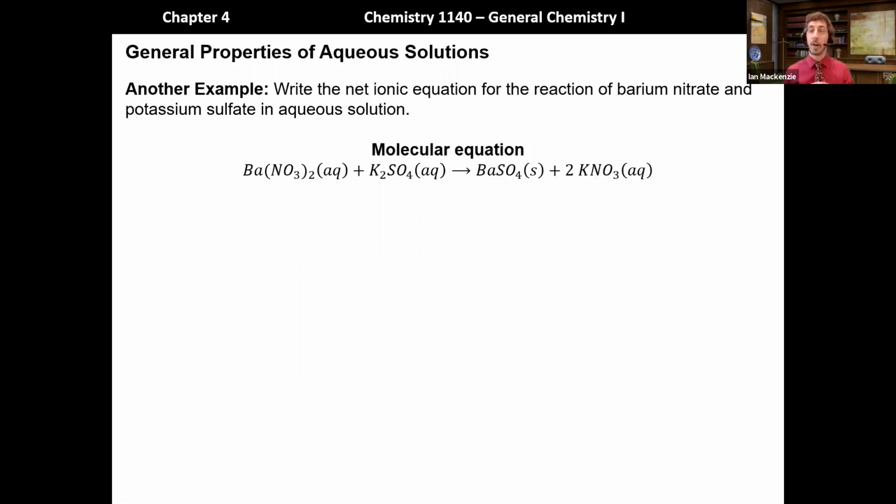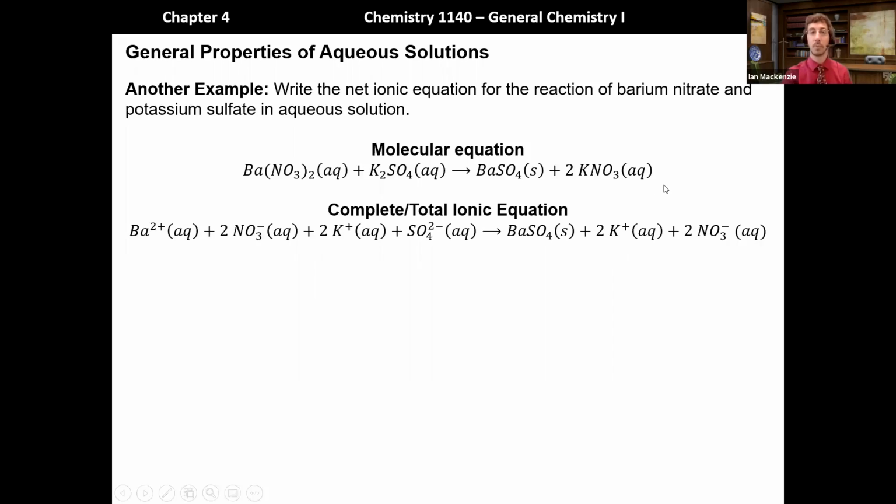Now, when it comes to the complete ionic equation, I break up anything that has the AQ symbol in front of it that's an ionic compound. So barium nitrate, potassium sulfate, and potassium nitrate are all going to break up, but barium sulfate will not because it has the solid symbol. So I write all of these ions out. Remember, there's 2 nitrate ions here, so I write 2 in front of the nitrate ion. And I list it all out like this, and then I identify the spectator ions.